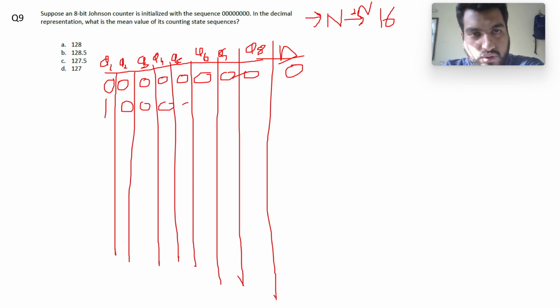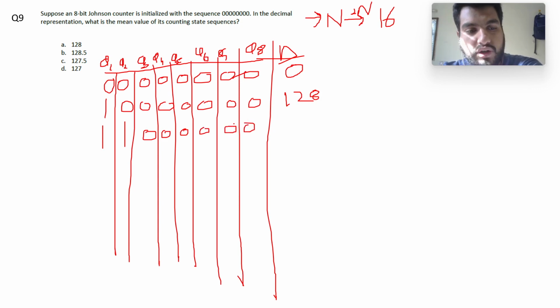So 1, 0, 0. This will be equal to 1, 2, 4, 8, 16, 32, 64, 128. This will be equal to 128. Then we have 1, 1, then all are zeros. So this is 128 plus 64, that is 192.